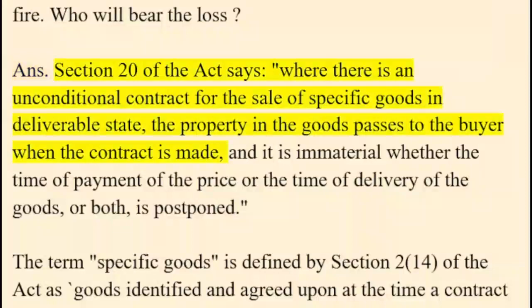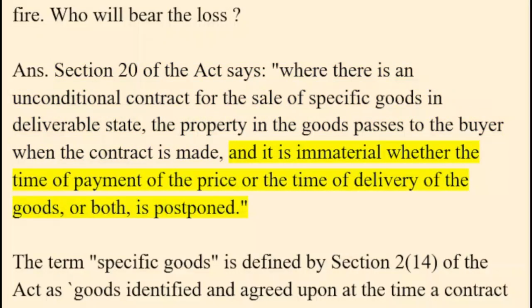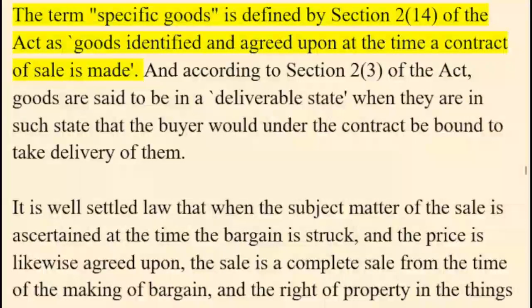Ans. Section 20 of the Act says, where there is an unconditional contract for the sale of specific goods in deliverable state, the property in the goods passes to the buyer when the contract is made, and it is immaterial whether the time of payment of the price or the time of delivery of the goods, or both, is postponed. The term, specific goods, is defined by Section 2(14) of the Act as goods identified and agreed upon at the time a contract of sale is made.